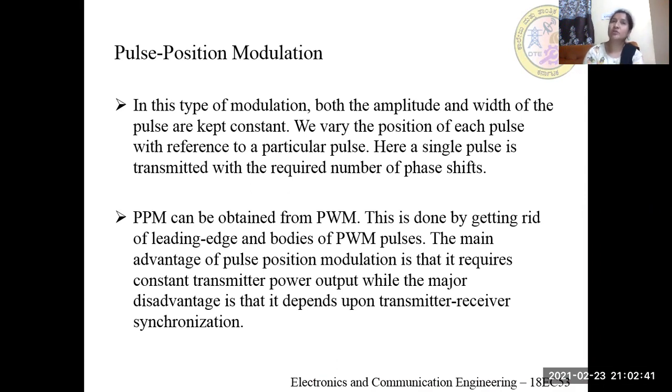First we are going to obtain pulse width modulation. We are going to change the width of the pulses, and then we'll change the position of the pulses. This is done by getting rid of the leading edge and body of the PWM pulses. The main advantage of pulse position modulation is that it requires constant transmitter power output, while the major disadvantage is that it depends upon transmitter-receiver synchronization.